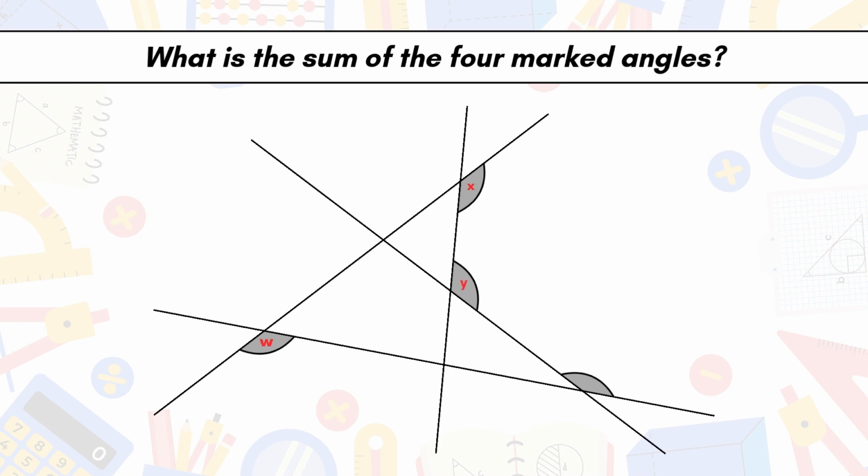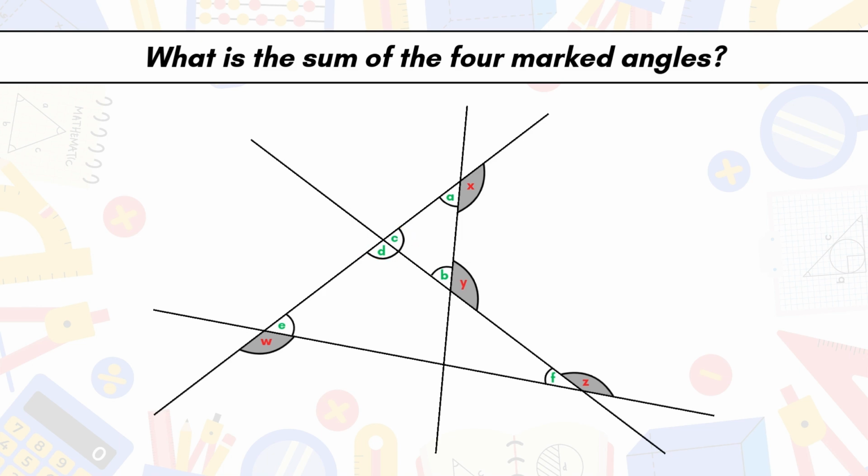Let's solve this together. Let us name the four marked angles W, X, Y, and Z. Let's also name the adjacent supplementary angles that share a straight line with each gray angle. So we have angles X and A sharing a straight line, W and E, B and Y, as well as F and Z. Let's also name these two angles, angles C and D.